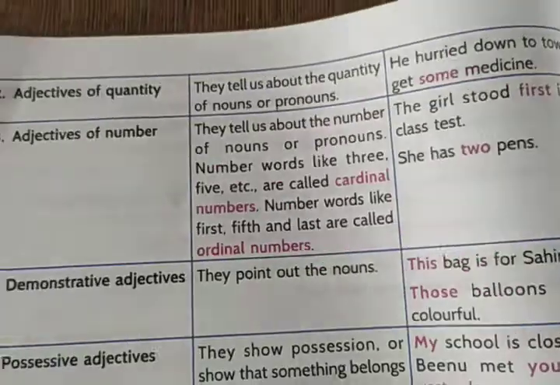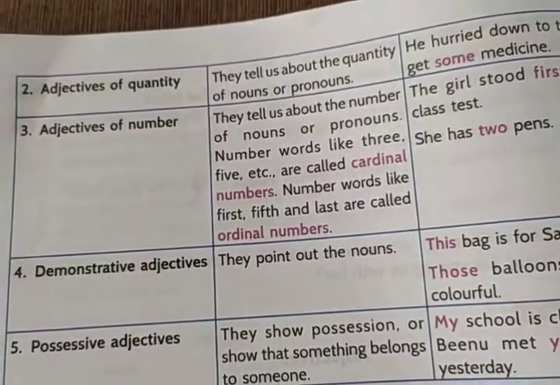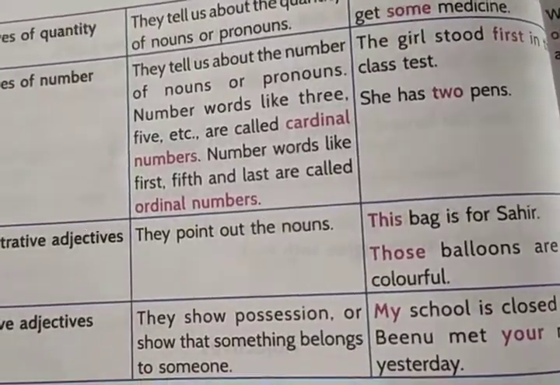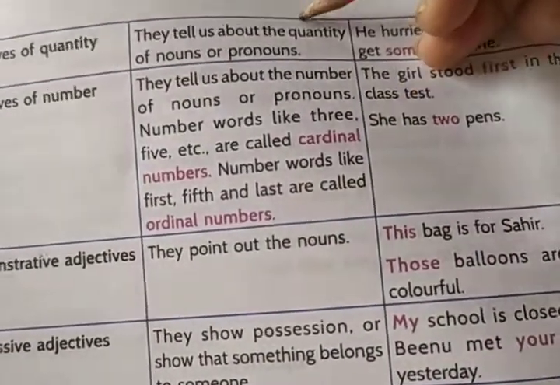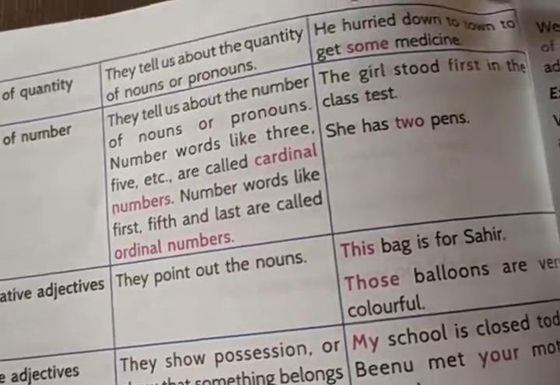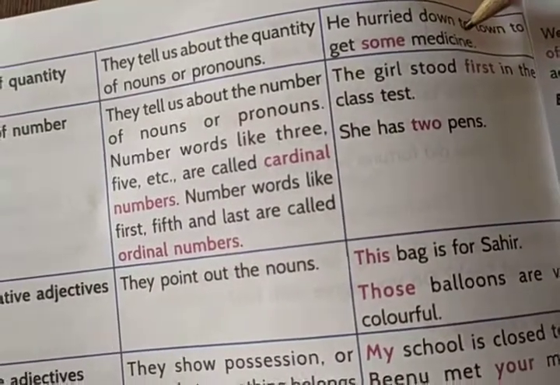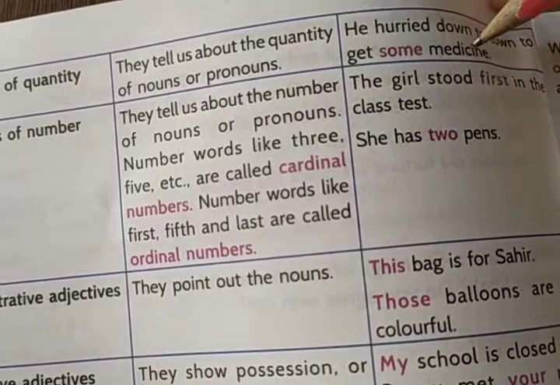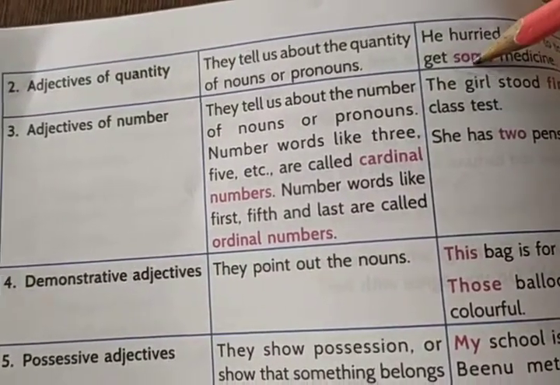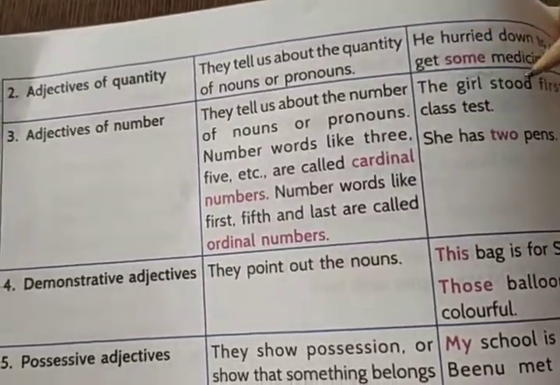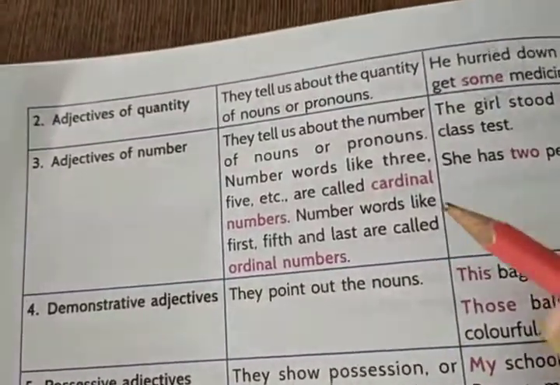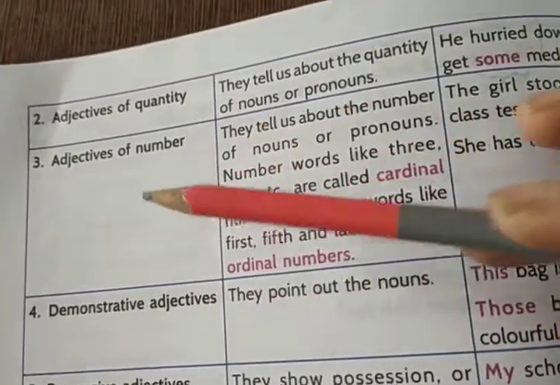All right. Here, as you can see, adjectives of quantity. They tell us about the quantity of nouns or pronouns. So he hurried down to town to get some medicine. मैंने आपको बताया कि ये मात्रा बताता है, ठीक है। तो थोड़ी सी दवाई लेने के लिए वो जल्दी जल्दी वहाँ से टाउन की तरफ जाने लगा, ठीक है। Third one is adjectives of number.